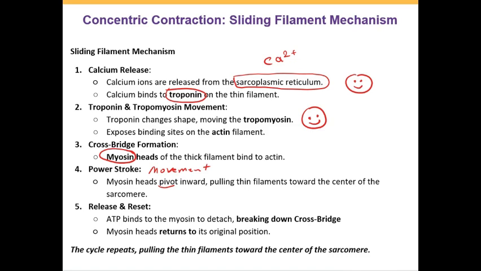Okay, now the ATP binds the myosin and it's time to detach from the actin. So at this time we say the cross bridge has been broken down. Then the myosin returns to its original position and the cycle repeats and repeats, pulling the thin filament toward the center of the sarcomere. That is what happens during the sliding filament mechanism.